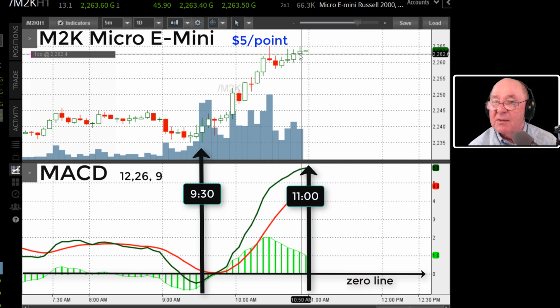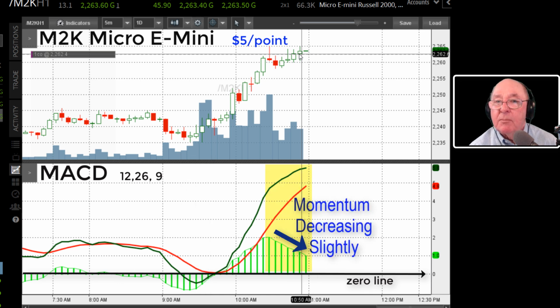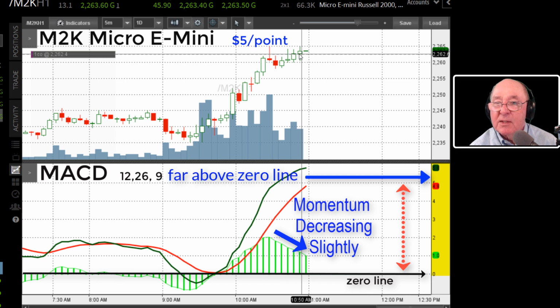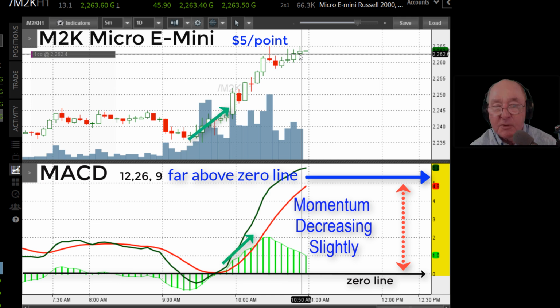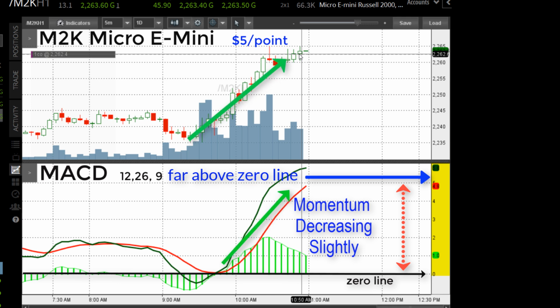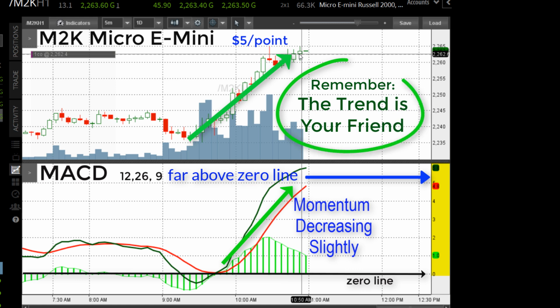Now, it does look right about here where the momentum is decreasing, but only slightly. I look over in the right scale right here, and I see the numbers are very positive and very far above the zero line. Now, what that means to me is that there's still some strength left in this upward move in the market this morning. And for sure, I don't want to short anything because it would be going against the trend of the day, which is very strongly up.